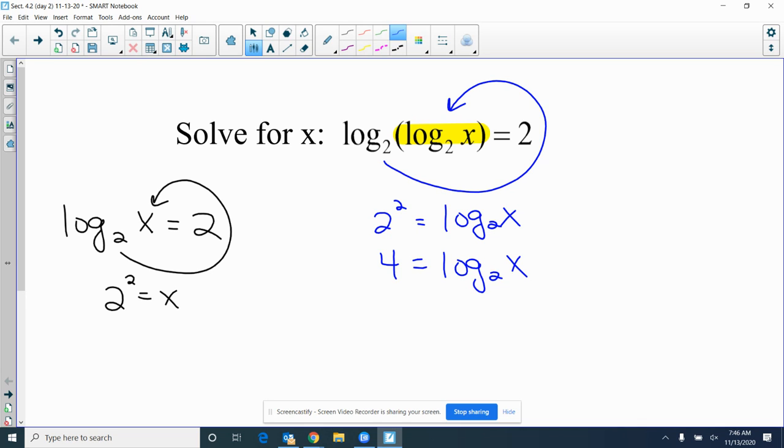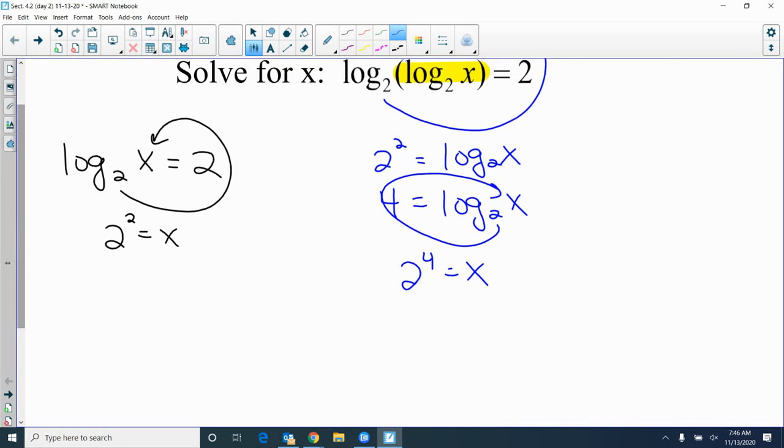So now I got rid of one of my logs. I'm going to get rid of my other log. Same thing. This is your base. That's your exponent. 2 to the 4th equals x. And then 2 to the 4th is 16. So the answer should be 16 for that one. You got to do the exponential form twice. 2 squared equals what's in the highlighter, and then you get rid of one of your logs, and then you just redo it again.